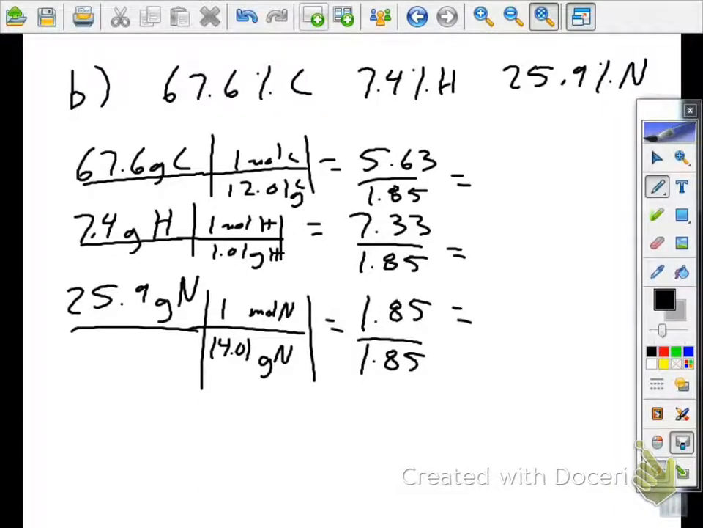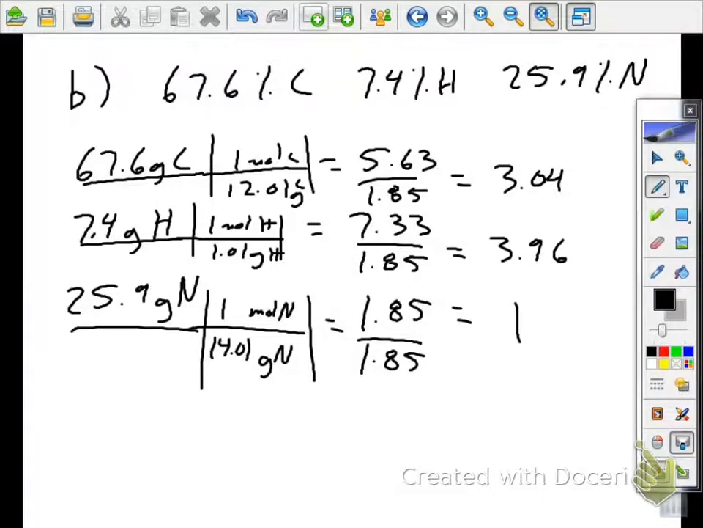And that's what you do on all of these. Most of the time, almost all the time, they're going to be too far away, and you're going to have to manipulate them to get whole numbers. So this first one is 3.04, so that's probably going to be 3. The next one is 3.96, so that's probably going to be 4. And of course the last one is 1.